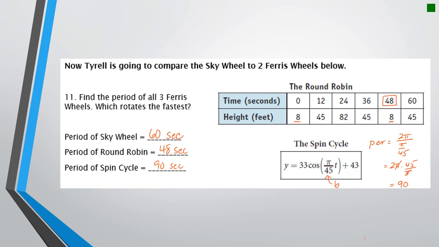And then down here, it asked me which one rotates faster. The fastest one would rotate in the least amount of time. So that means that the round robin would win as the fastest Ferris wheel.